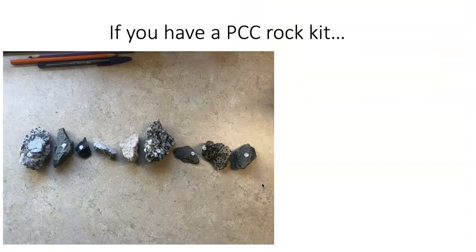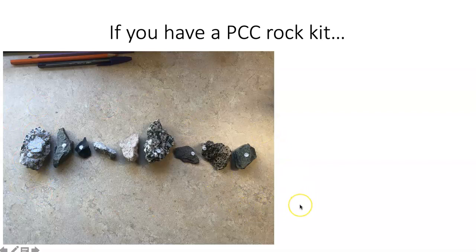So if you have a PCC rock kit, you should pull out the igneous rocks, and I mentioned these in a previous video, but this is the baggie that has rocks that have names with the letter I at the beginning. There's I1, I4, I7. They don't go in order because they match up with the rocks in the main lab, and we don't have one for every rock. But for your kit, we have these 9 rocks.